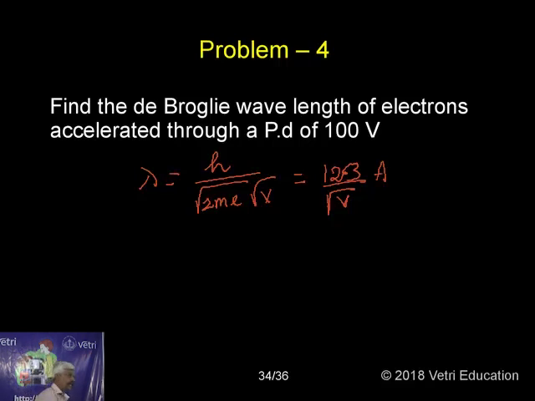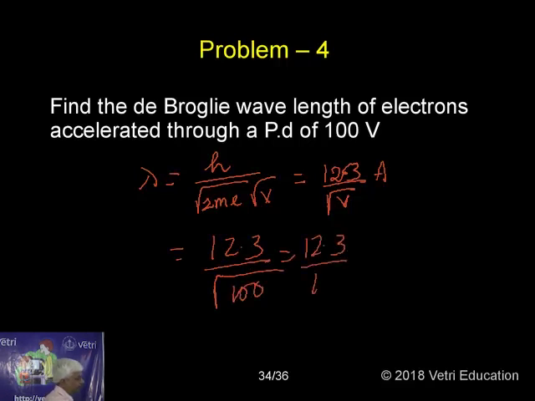This is exclusively for electron. Otherwise, lambda is equal to h by mv. We can substitute the h value and mv and divide it. Once we know the velocity of the given particle, we are able to find out the wavelength of the particular particle. So here also, 12.3 divided by square root of 100. That is equal to 12.3 divided by 10. That is equal to 1.23 angstrom. This is the wavelength of electron, 1.23 angstrom.